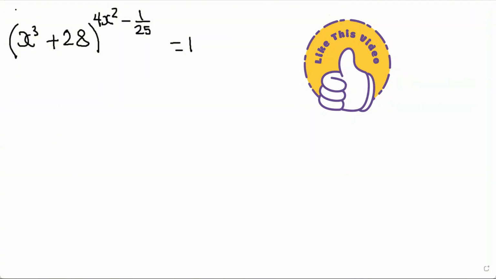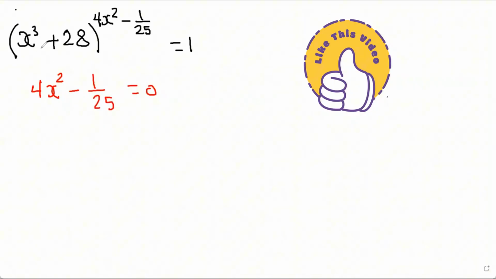And now we'll take the 4x squared minus 1 over 25 and we'll make it equal 0. You could either solve it by moving the 1 over 25 to the other side and dividing everything by 4, or you could factor 4x squared minus 1 over 25 using the difference of two squares. And we have to equate it to 0.